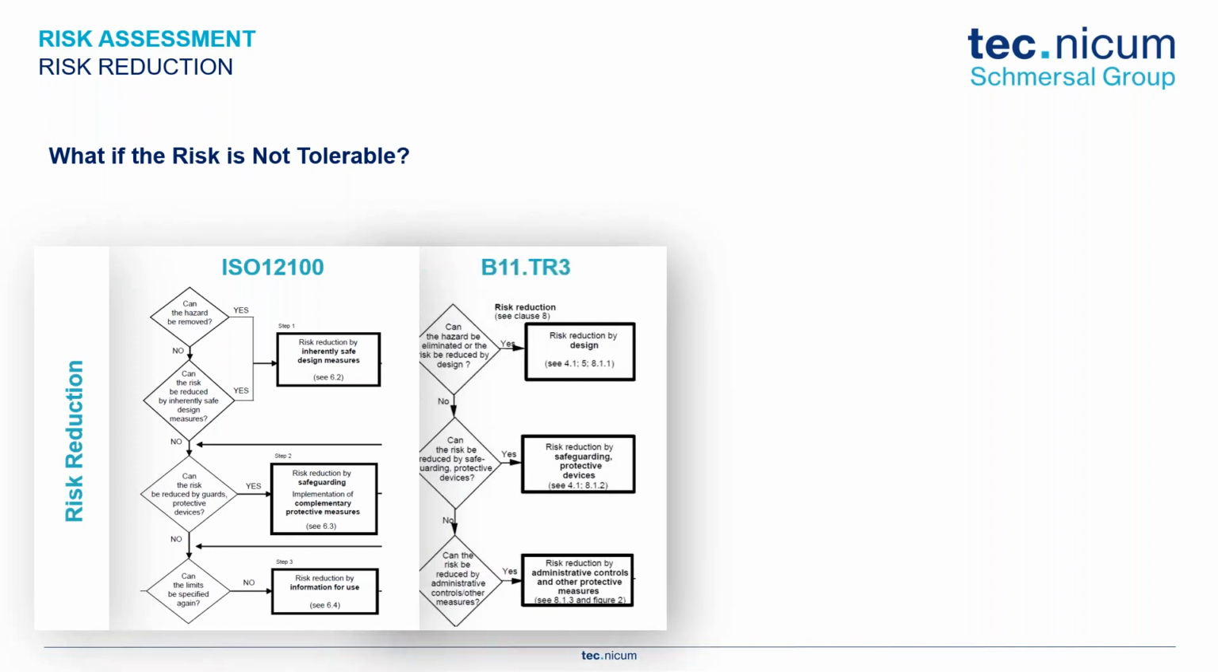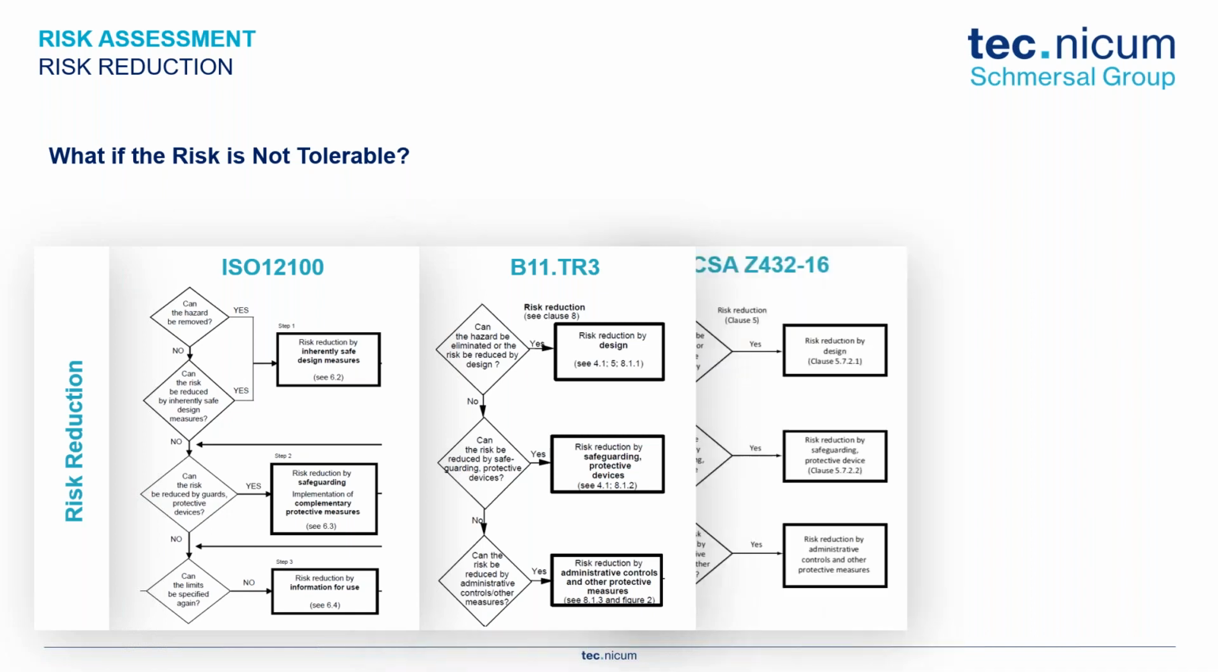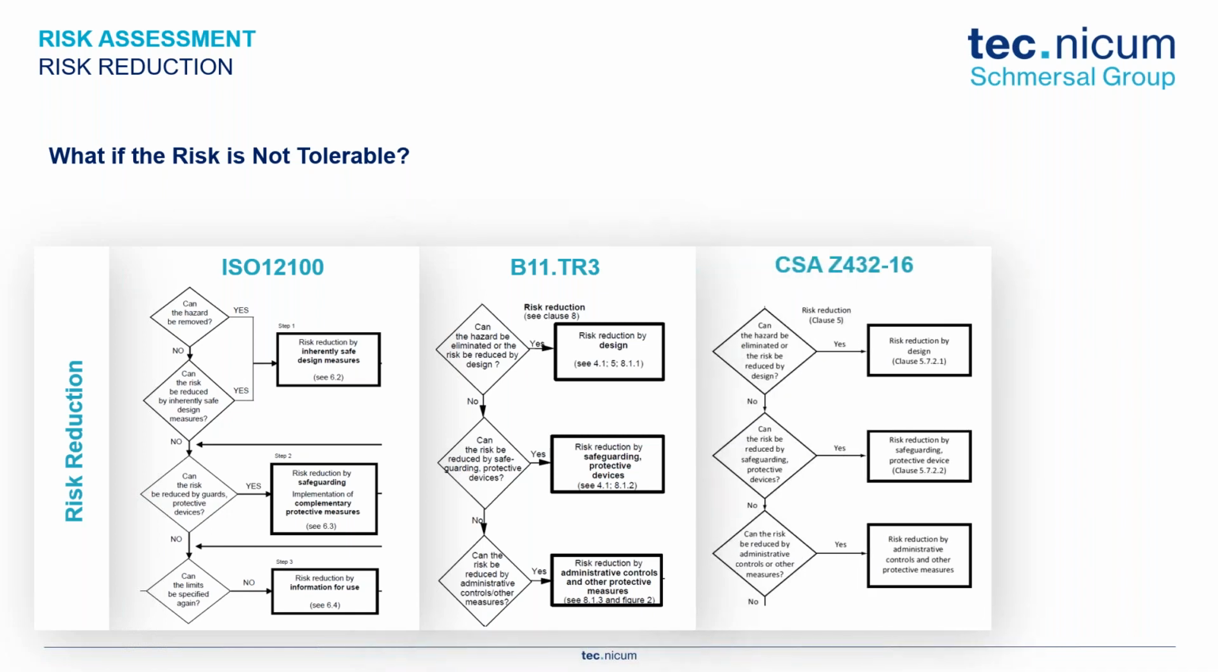Right, so the technical report is very similar. If this HRN, this risk, is not acceptable, then we say, okay, fine. Can we design it out? Can we provide some type of safeguarding measures? If not, can we provide administrative controls, some type of work permits and PPE and what have you? And you'll see that it's very similar with Z432-16. Okay. Now, ISO 12100 is really for machine builders.